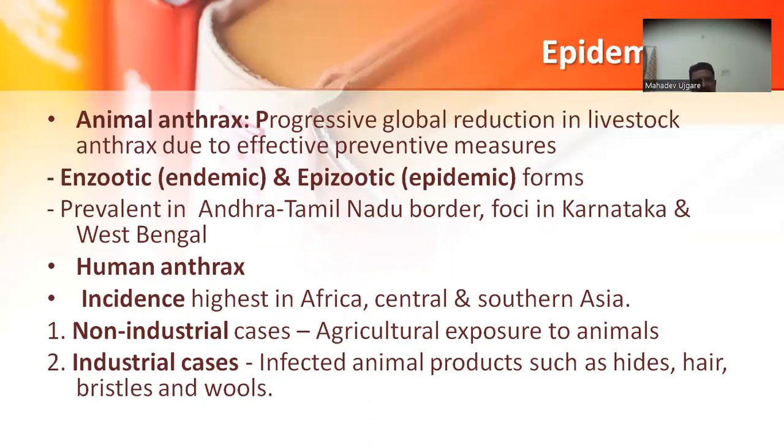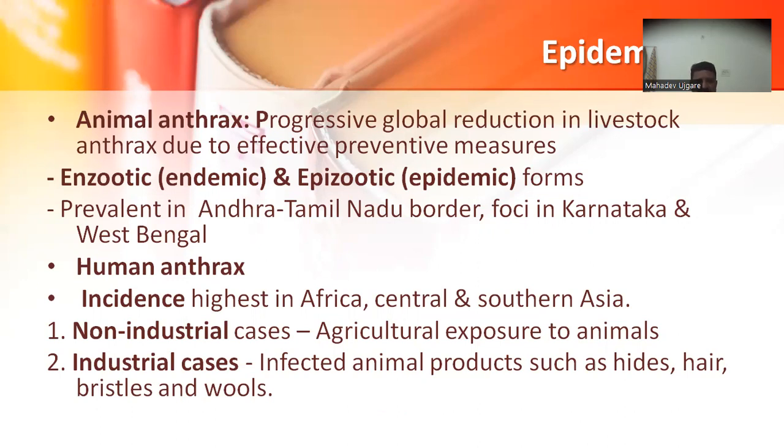Now, animal anthrax. There is a progressive global reduction of animal anthrax in livestock due to effective preventive measures. Both the endemic and epidemic forms of anthrax are prevalent in the Andhra, Tamil Nadu border, Karnataka, and West Bengal. Now, human anthrax. Its incidence rate is highest in Africa, Central and Southern Asia.